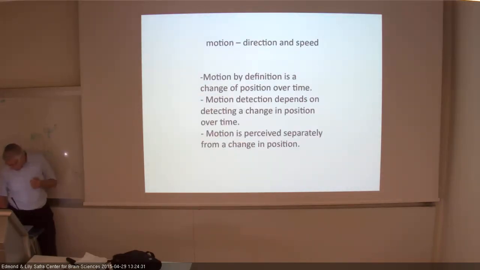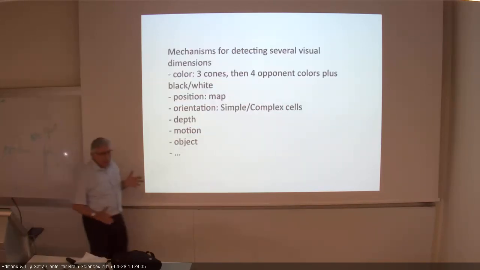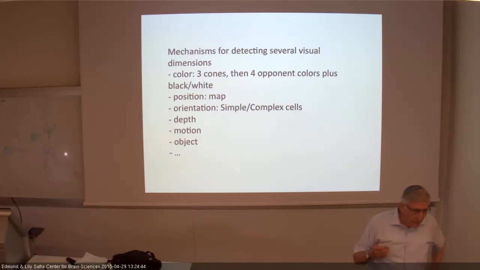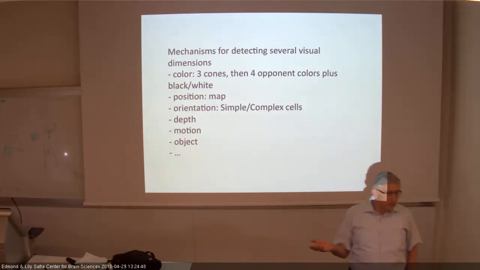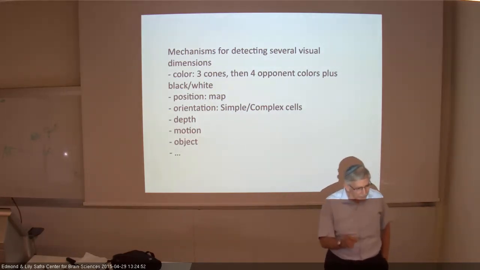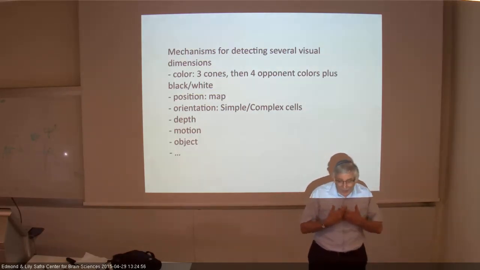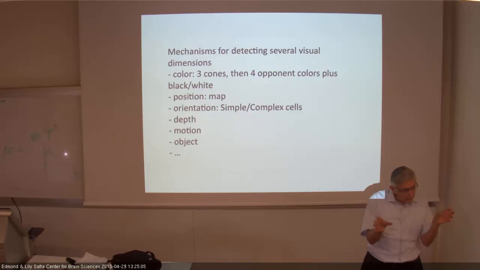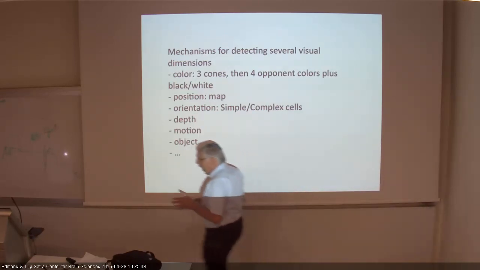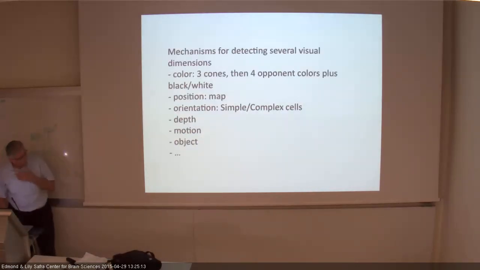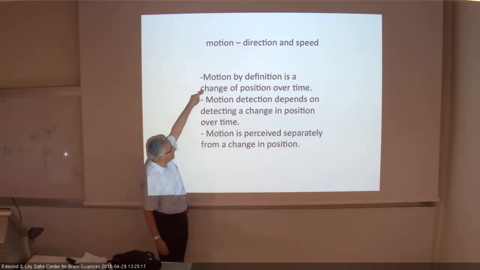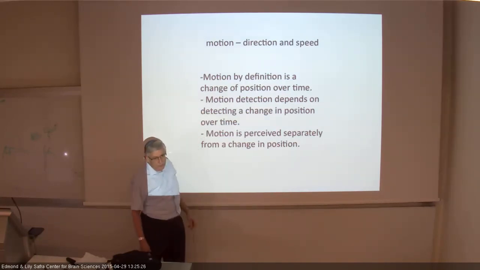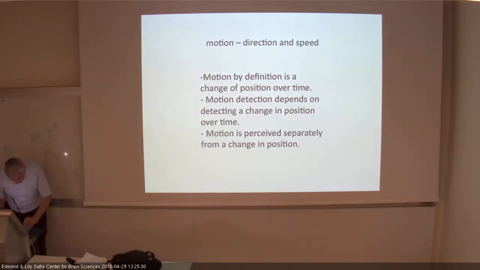The next one I want to talk about is motion. Now, what is motion? How can we see motion? First of all, what's the physics definition of motion? Change in position over time, dx/dt. So we would expect that the perception of motion would be to perceive something which is here now and there later. Is that true or not? My answer is yes, it's true, and no, it's not true. Motion, by definition, is a change of position over time. Motion detection does depend on detecting a change of position over time, but motion is perceived separately from a change of position.